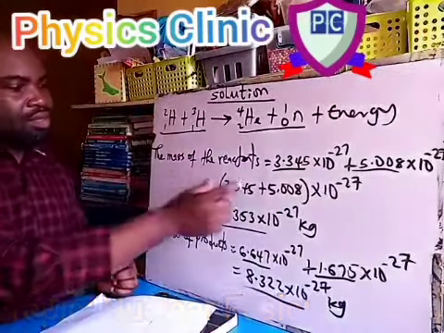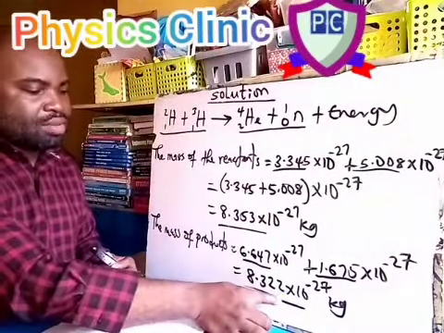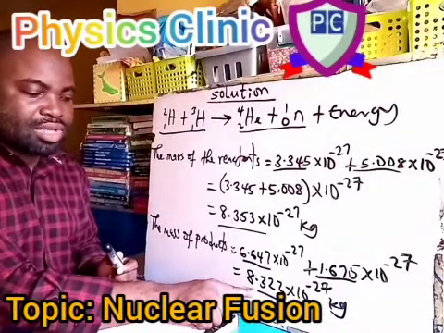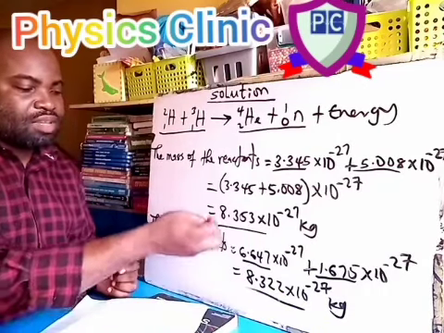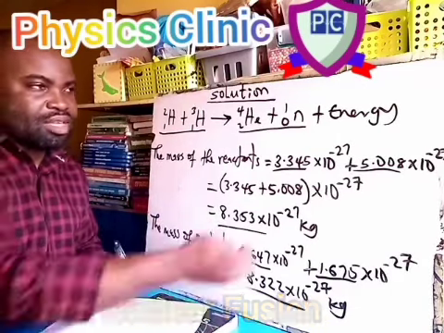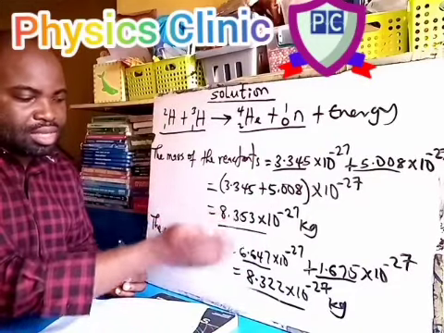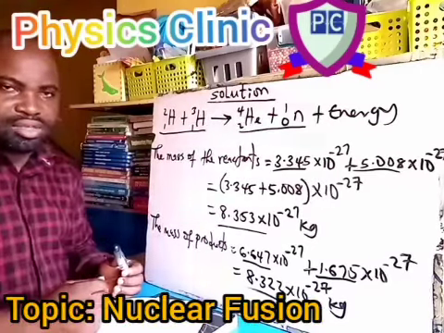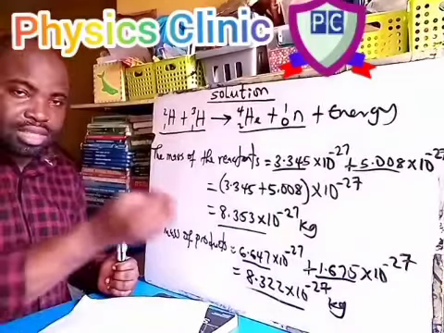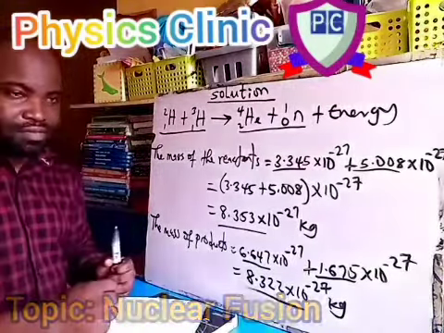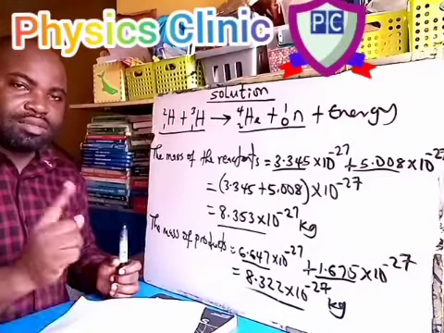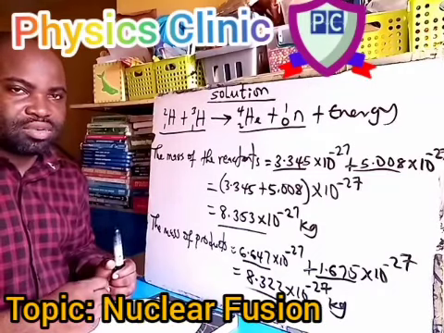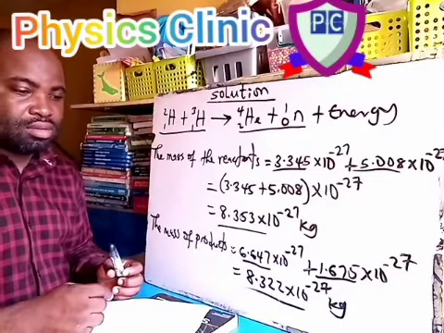Now, if you look at the total mass of the reactants and the total mass of the products, you will see that the total mass of the reactants is slightly greater than the total mass of the products. This is because some of the mass of the reactants has been converted to energy. So the difference between the mass of the reactants and the mass of the products is what is released as energy during this process. The loss in mass is what we refer to as mass defect. To calculate that energy, the first thing we need to do is calculate the mass defect. Then we use the Einstein mass energy equation to calculate the energy released.